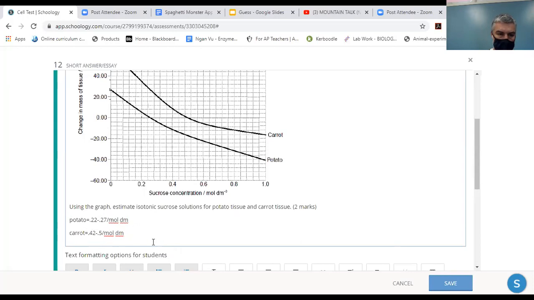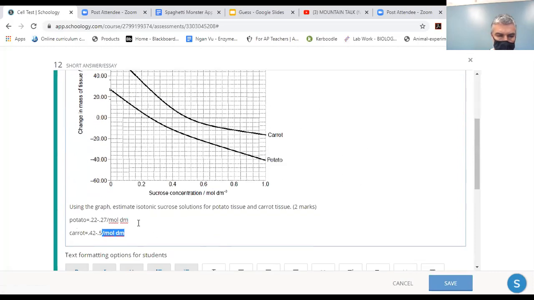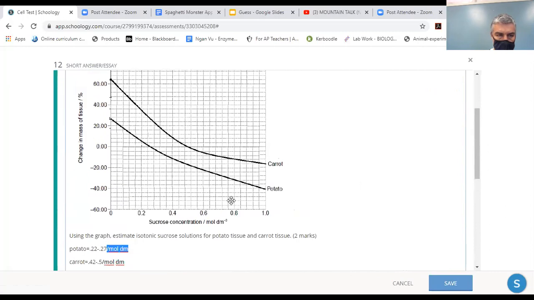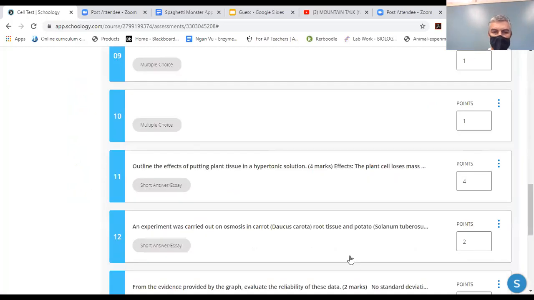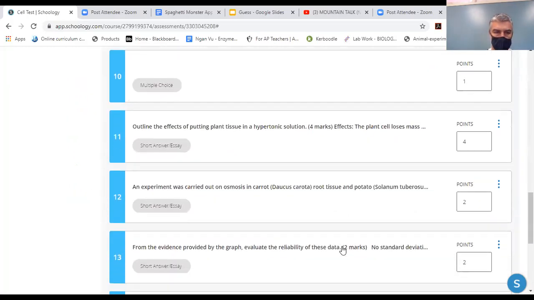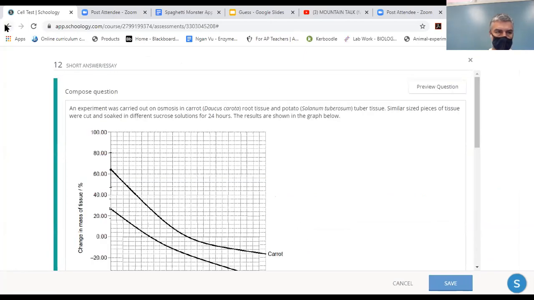I'm going to save that. I'm going to highlight this, so if people come back and look at it, they'll remember. Bold. But most people got that one. That was pretty standard. Short answer here.